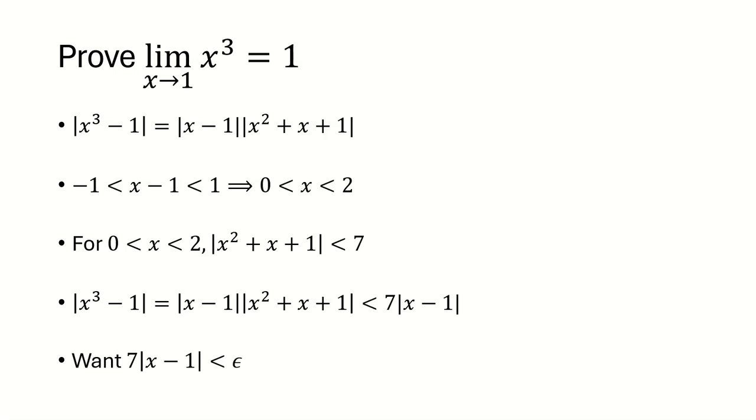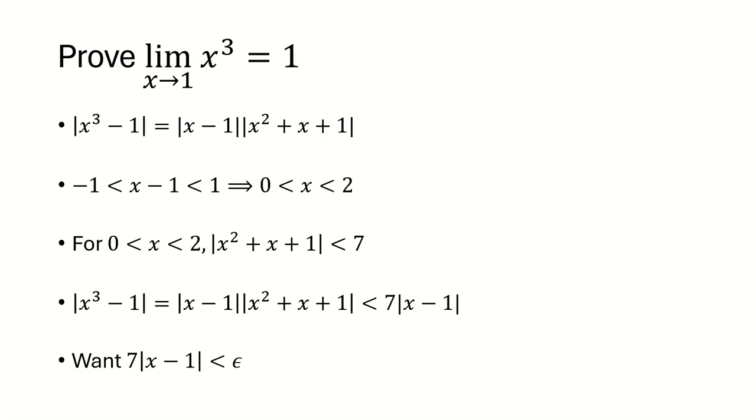So one thing to notice is that in the interval between 0 and 2, it's going to be increasing. So the maximum value occurs at x equals 2 in that interval. So if I just plug in x equals 2, I get 2 squared plus 2 plus 1. That's just going to be 7. So that absolute value is bounded above by 7.